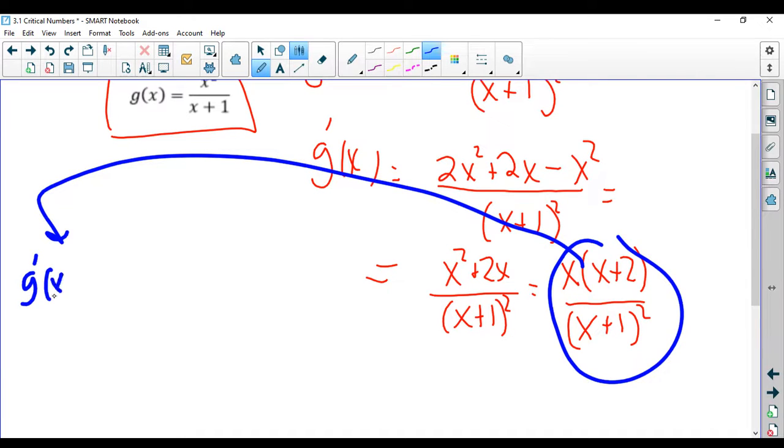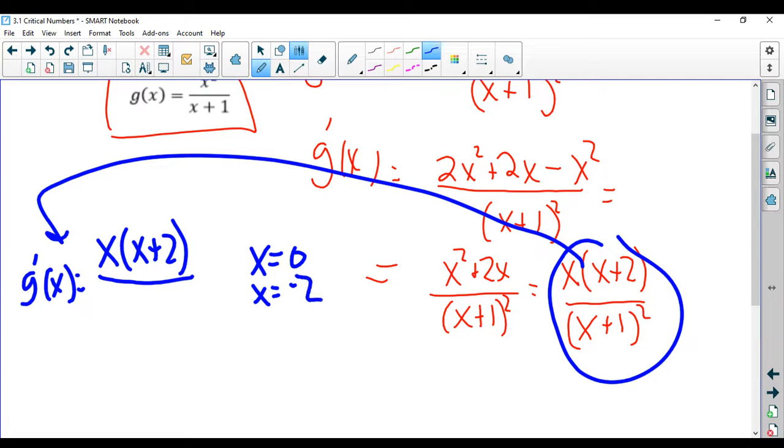This derivative is 0 when the top equals 0. So the top is this. So this would equal 0 when x equals 0 and x equals negative 2. But the derivative is undefined when the bottom equals 0, and the bottom equals 0 at x equals negative 1.